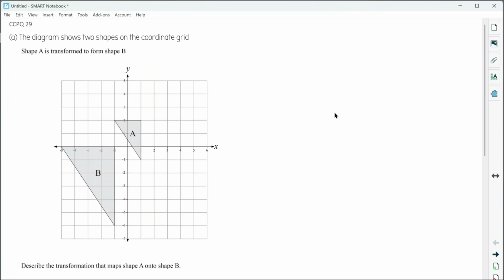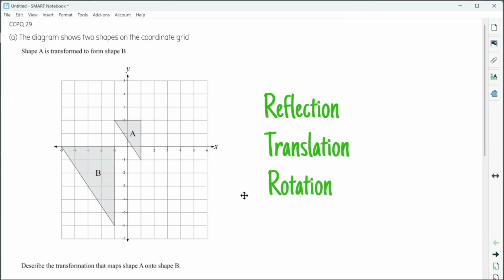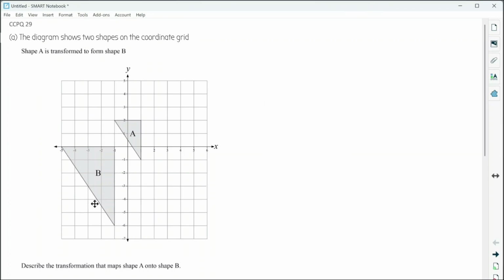At this level you have four types of transformation. You have reflection, you have translation, you have rotation, and you have enlargement. The question is talking about the transformation of A onto B. If you look at it, you see that shape A is smaller than shape B, or shape B is bigger than shape A. Therefore, the transformation is enlargement. So transforming shape A onto shape B is enlargement.